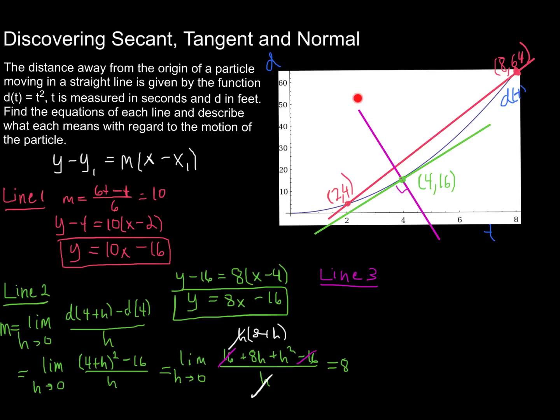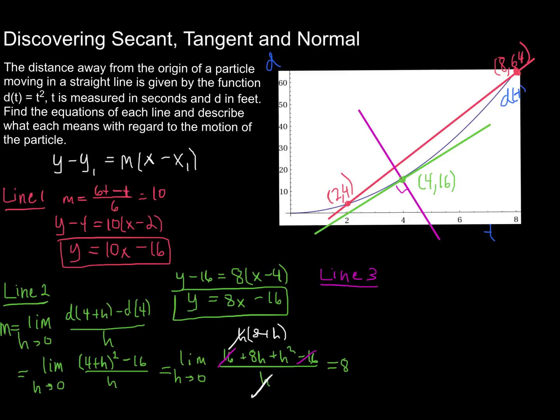Well, if you have a line that's perpendicular to another line, the slope of the perpendicular line is the opposite reciprocal, meaning the sign is different and you take the reciprocal. Well, the slope of my green line was 8, so take the reciprocal of that, you have 1/8, and then the opposite, and you have negative 1/8.